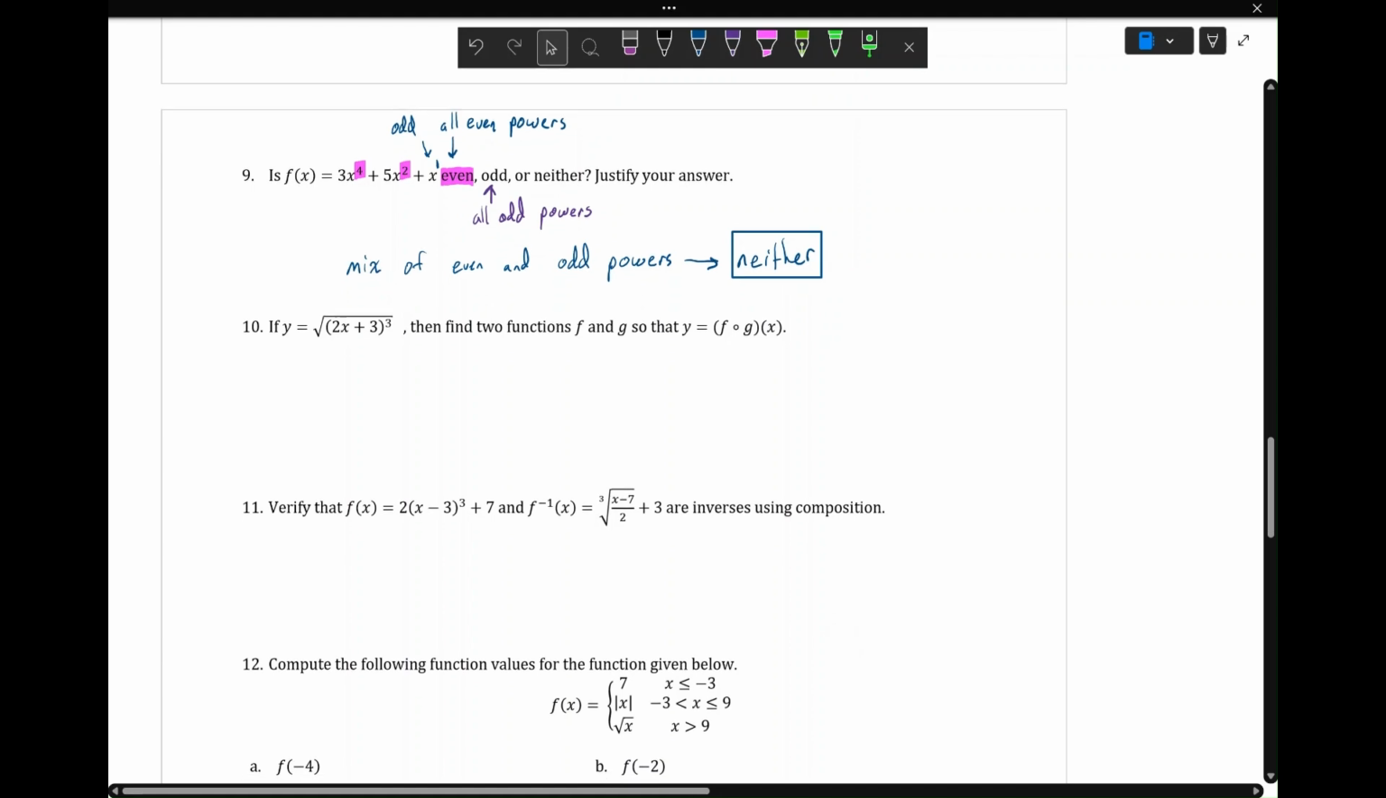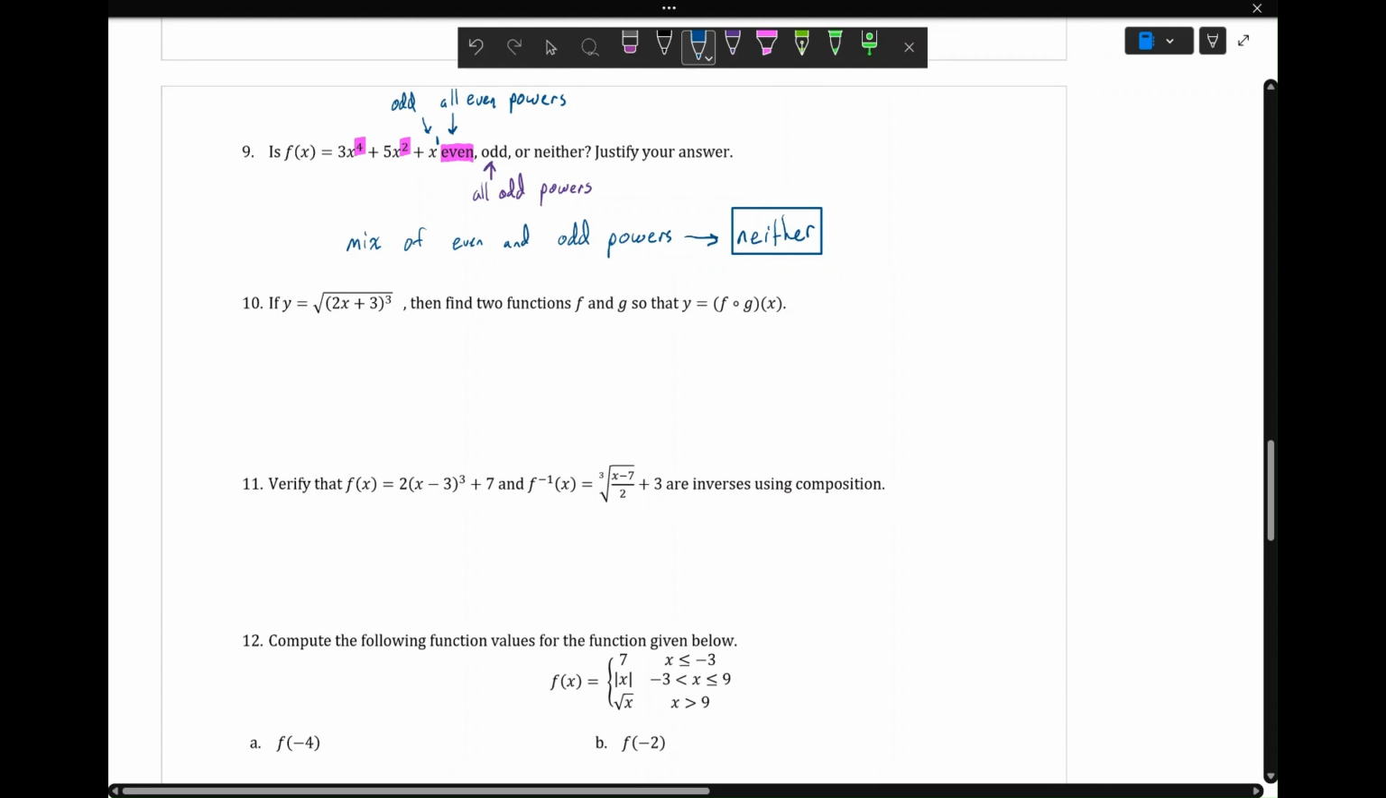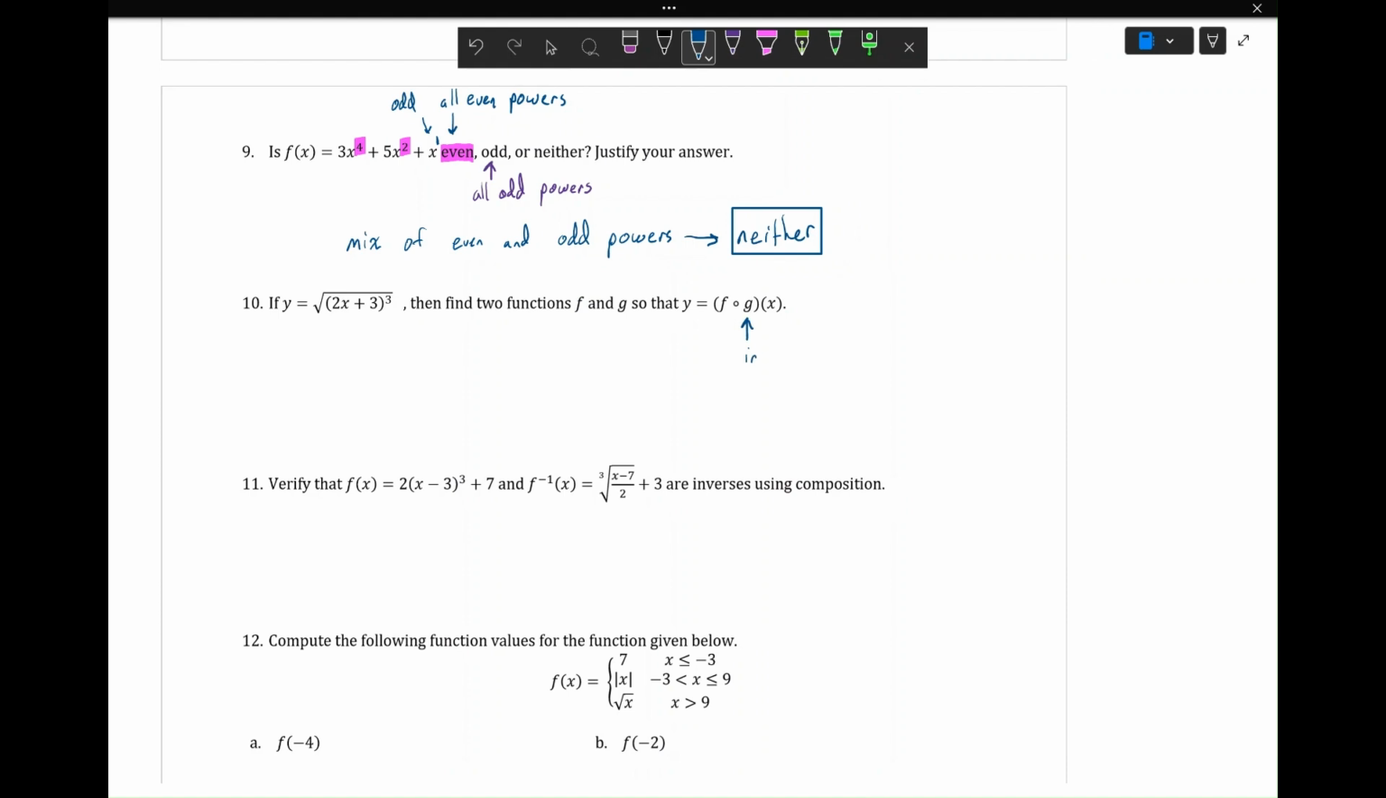For number 10, we're undoing a composition. I want to find two functions where I can think of 10 as being their composition. Remember, this g is an inside function. So what functions can I see being on the inside here? You may see many different ones. The classic ones are thinking of that 2x plus 3 as the inside, and then f of x is everything outside that. I'm taking that input, cubing it, and then taking the square root.